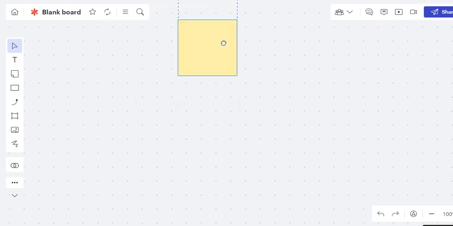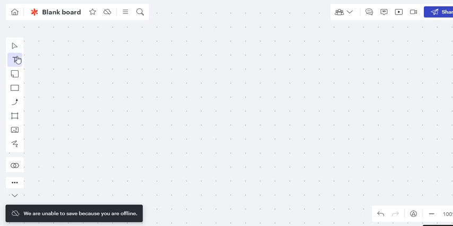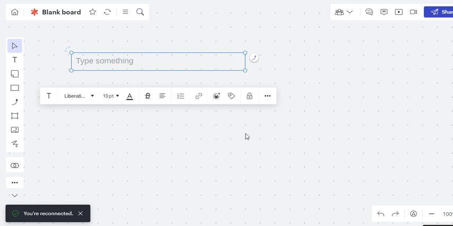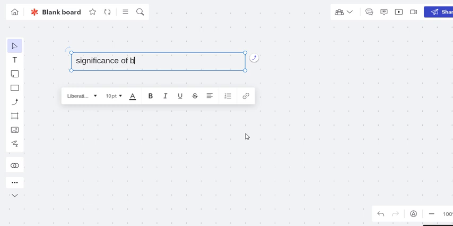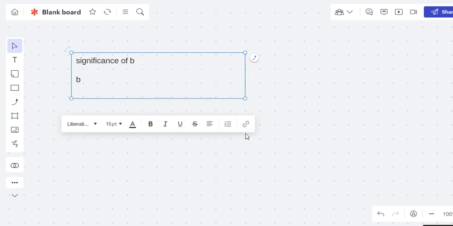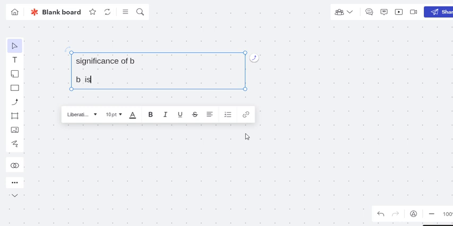I guess it's fine. So I need to read these sticky notes immediately. What is B? What is the significance of B? So I'm going to write the significance of B. B is directly proportional, if I'm writing the short form here, to the size of the molecule. The bigger the size of the molecule, the more space it occupies, right?